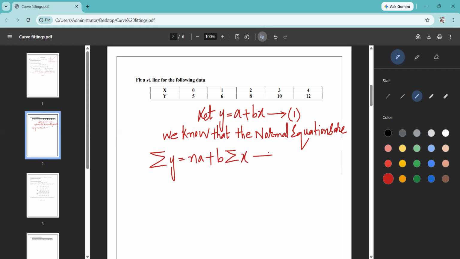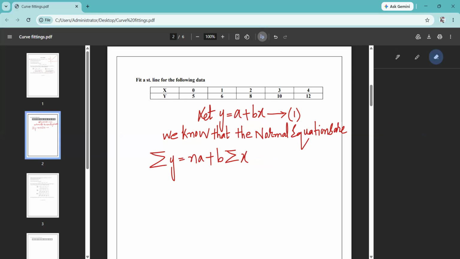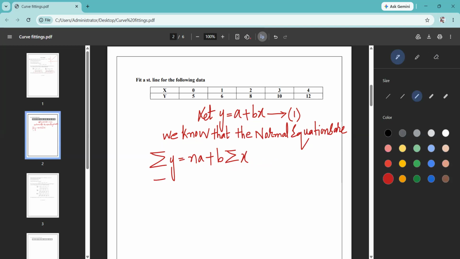This is your first equation. First equation already done, so no need to write the equation once again. Okay. Next, one more normal equation is summation xy is equal to a summation x plus b summation x square. These are the normal equations.